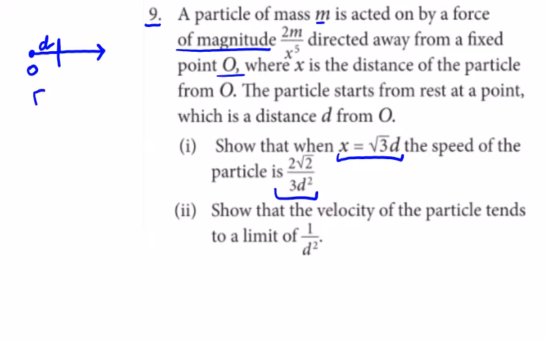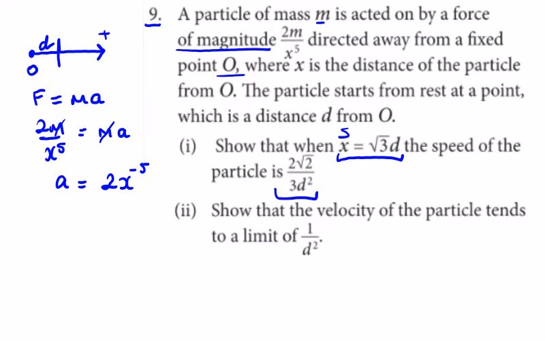We have force is equal to m times acceleration. Our force is 2m over x to the power of 5. It's going in a positive direction, we have it as positive here, is equal to ma. Dividing by m, we're going to get acceleration to be 2, I'll write it as x to the power of minus 5, and I'm going to have to integrate it in this question. So we're dealing with x instead of s here.